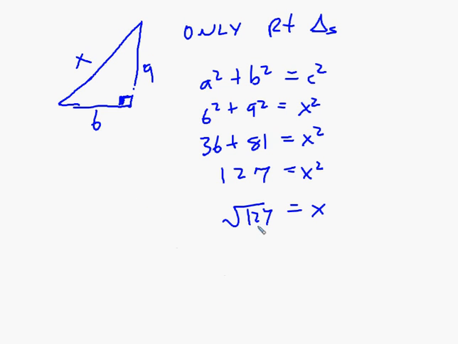Alright, and square root 127. We could try to prime factorize this. I don't think we get anything there, so I'm not going to bother. So that's Pythagorean's theorem. We can use it to verify if a triangle is right or not, so let's try that.